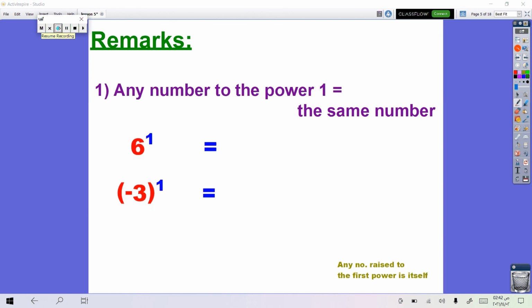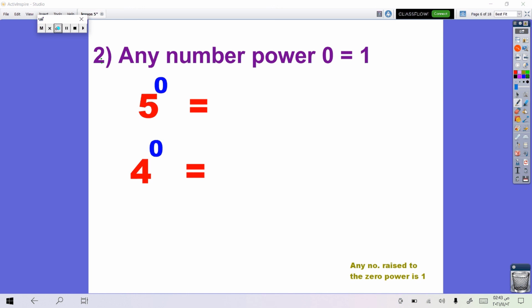Now we have important remarks. Remark number 1, any number to the power 1 will be equal to the same number. For example, if we have 6 to the power 1, it means that number 6 is multiplied by itself 1 time, so it will be equal 6. If we have negative 3 to the power 1, it means that negative 3 is multiplied by itself one time, so it will be equal negative 3. So any number raised to the first power is itself.